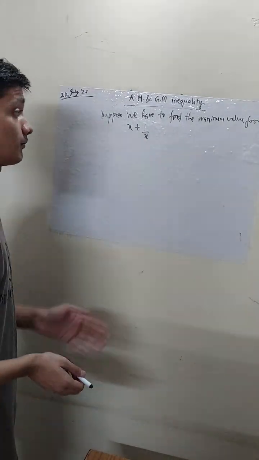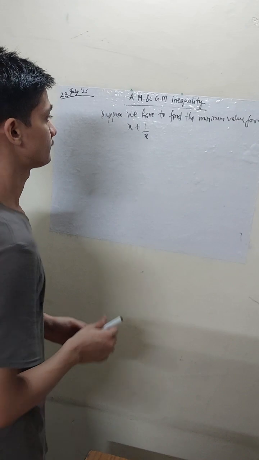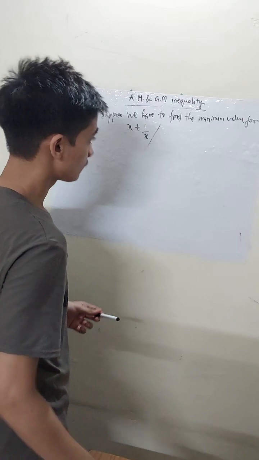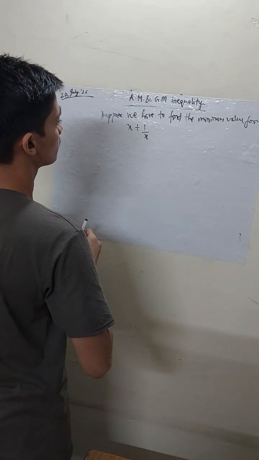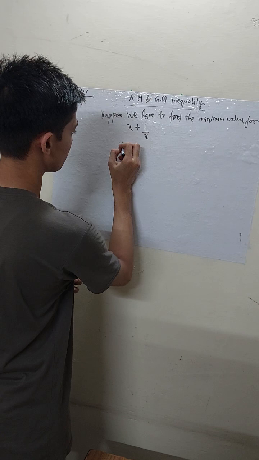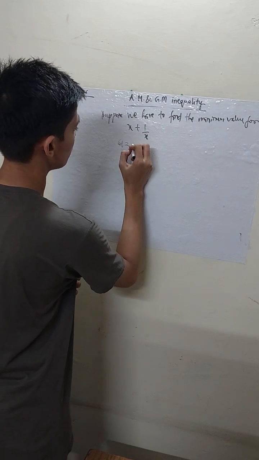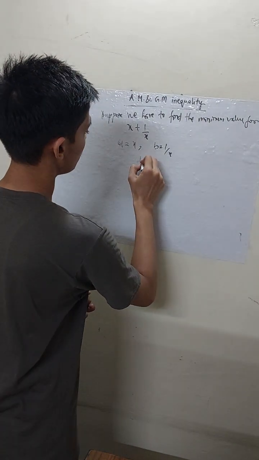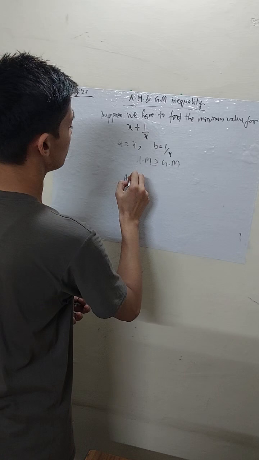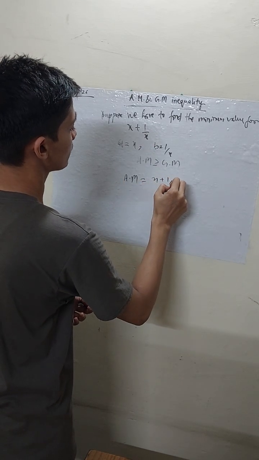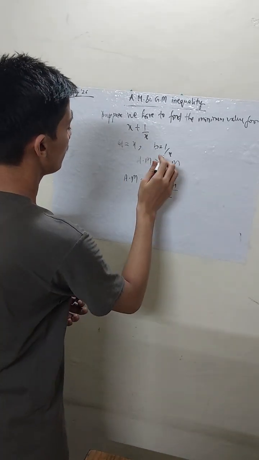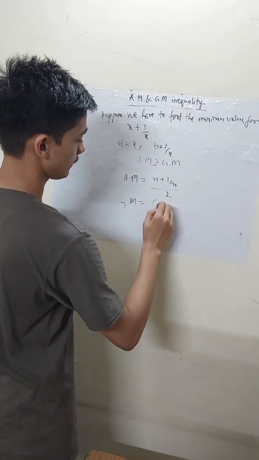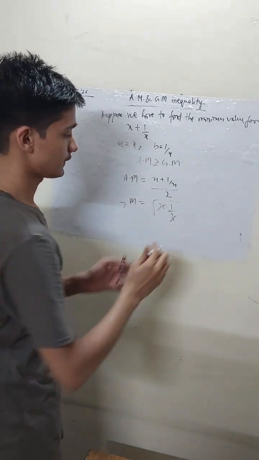So here we simply use this AM and GM trick. How? Let's see. For x plus 1 by x, we assume A is equal to x and B is equal to 1 by x. Apply the AM inequality here: AM is greater than or equal to GM. AM is (x plus 1 by x) over 2, and GM is the square root of x times 1 by x, which is 1.